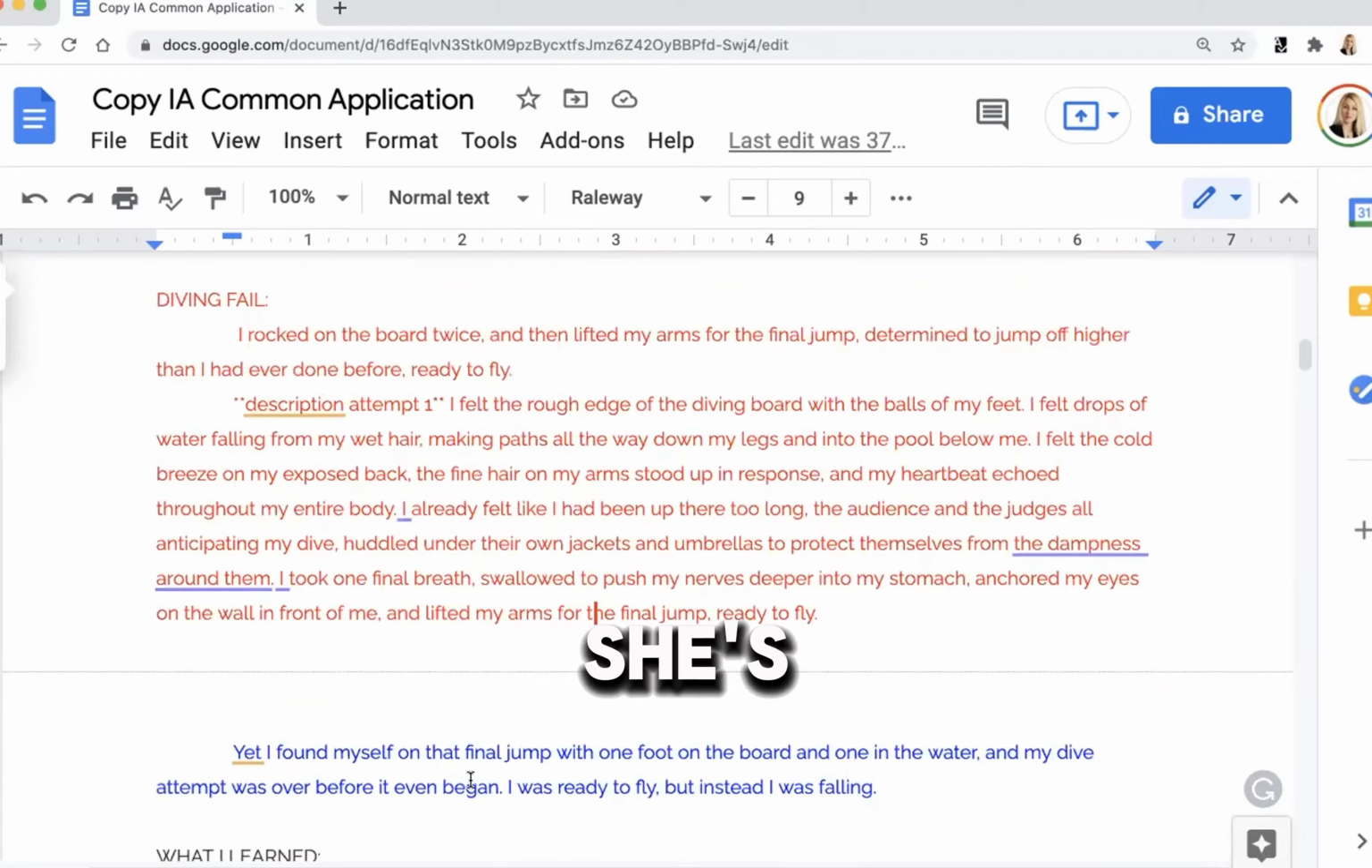So here now she's explaining the diving. I rocked on the board twice and then lifted my arms for the final jump, determined to jump off higher than I had ever done before, ready to fly.